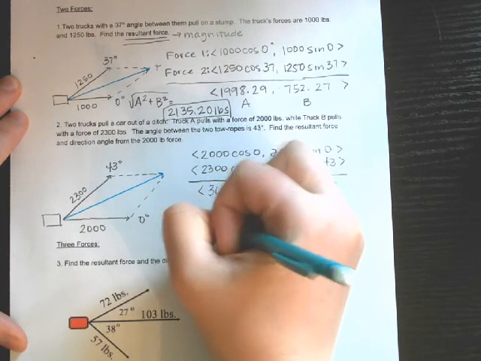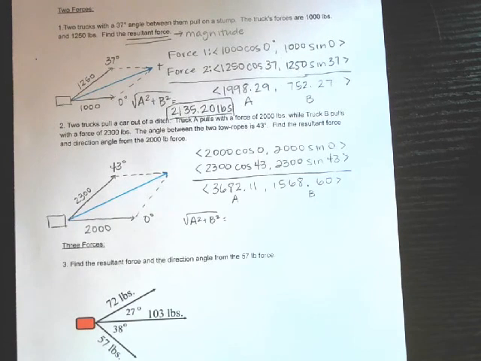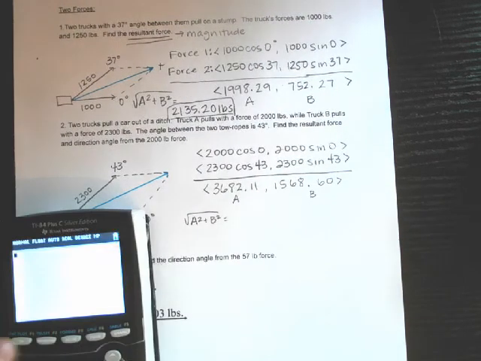So the first thing that I'm going to do for the magnitude to get my resultant force is I'm going to take the square root of A squared plus B squared.